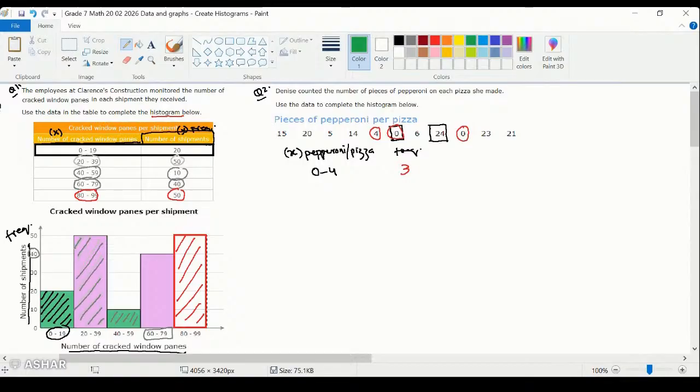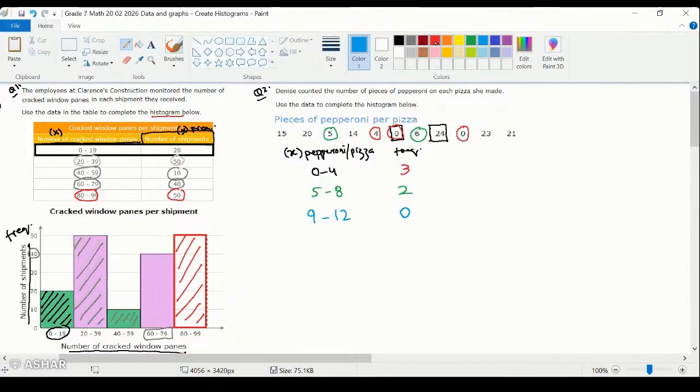For the next one, between 5 and 8, how many were there? 1, 2, right? The frequency was 2. Between 9 and 12, do we have 9? We do not have 9. Do we have 12? We do not have 12. Okay. The frequency would be 0. That means there were no pizzas which had between 9 and 12 pieces of pepperoni on it.